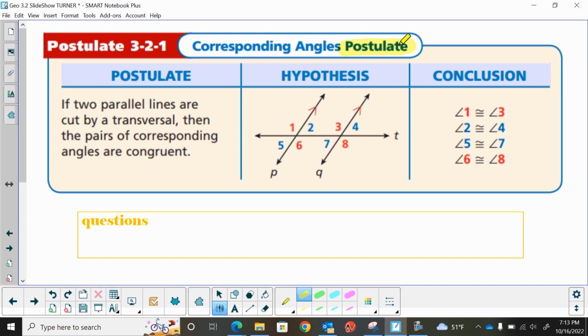And so here's what it says. If two parallel lines are cut by a transversal, then the pairs of corresponding angles are congruent. So you want to write that down in your notes. Corresponding angles are congruent. And the important thing to point out here is it's if you have two parallel lines, then the corresponding angles are congruent.